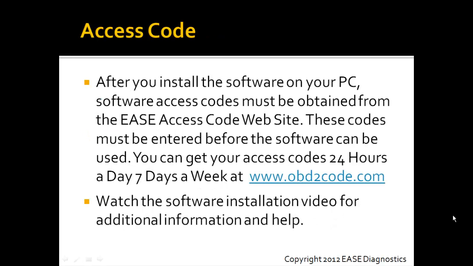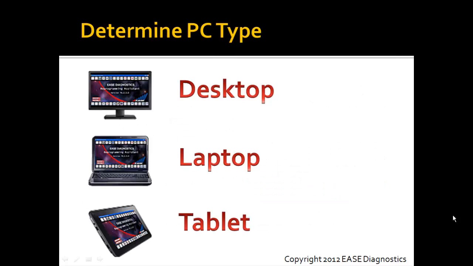After you install this software on your PC, software access codes are going to need to be gotten from our website, and you can get those codes 24/7 at obd2code.com. And again, there's a separate video that will walk you through the software installation. Okay, now that you've seen all the PC requirements, you can determine what type of system you want to run the software on. Again, you can pick a desktop, a laptop, or some sort of tablet.